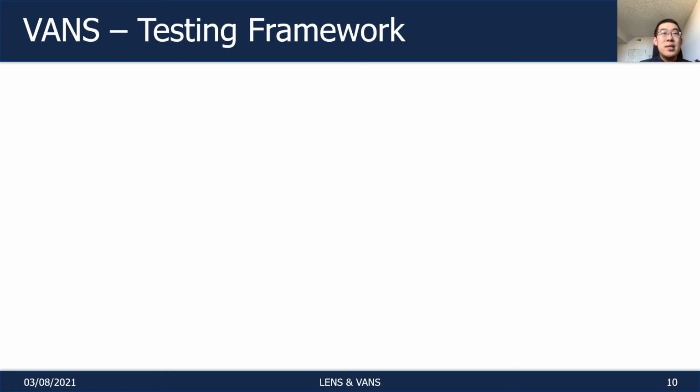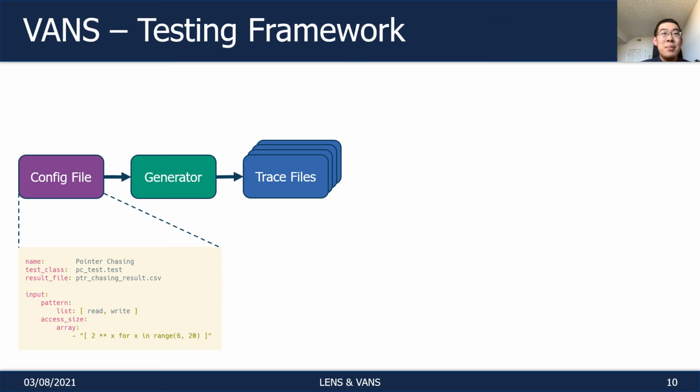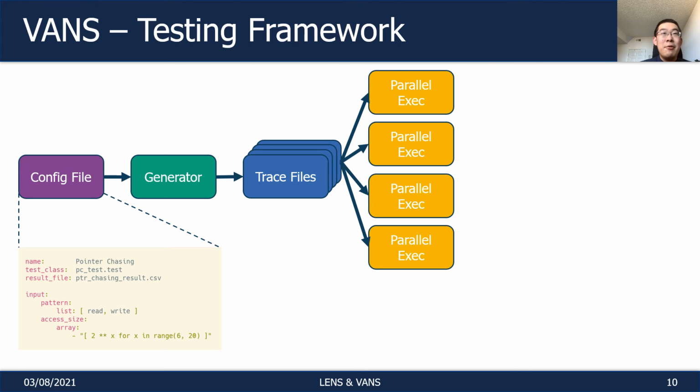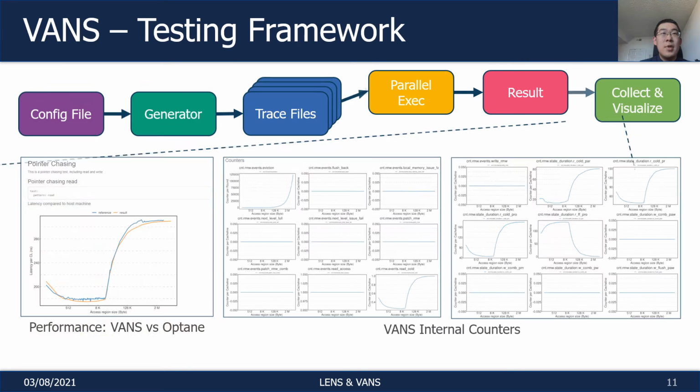VANS also provides a powerful and easy-to-use testing framework to help users verify their model accuracy. The user can define a test with a simple configuration file. Then, the testing framework automatically generates a set of memory trace files according to the configuration file and runs the simulation in parallel. After all tests are finished, the framework automatically collects all the results and generates a report.